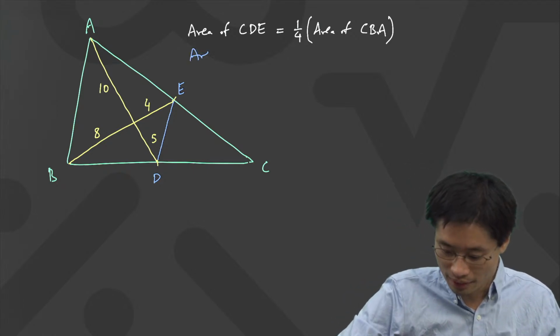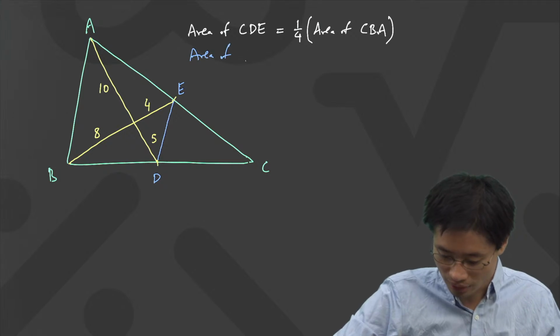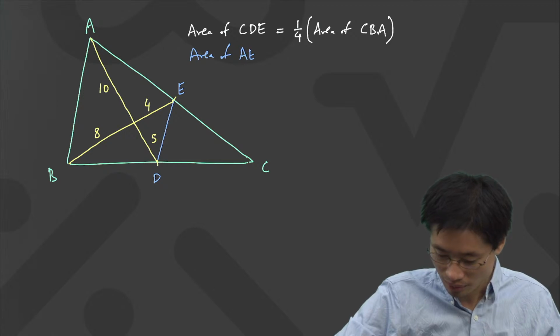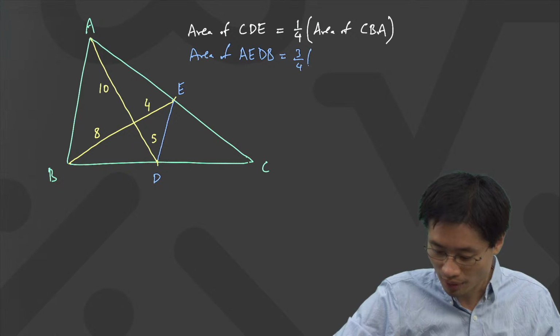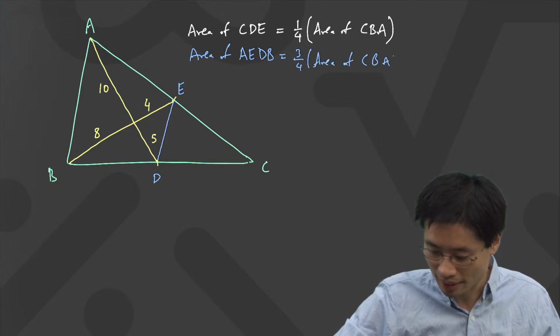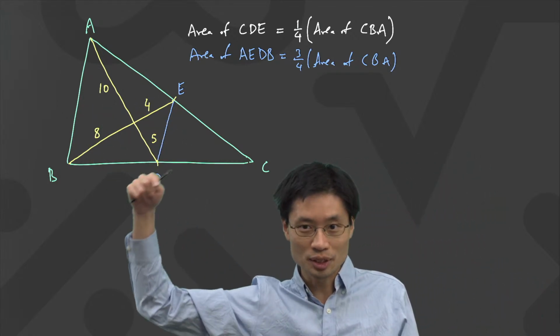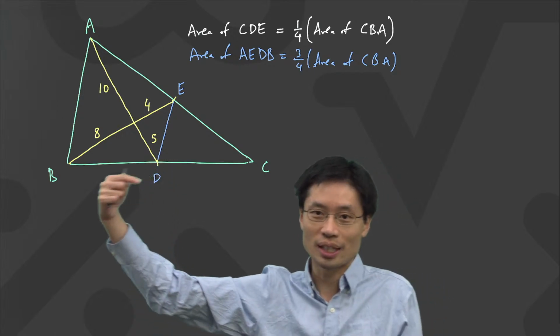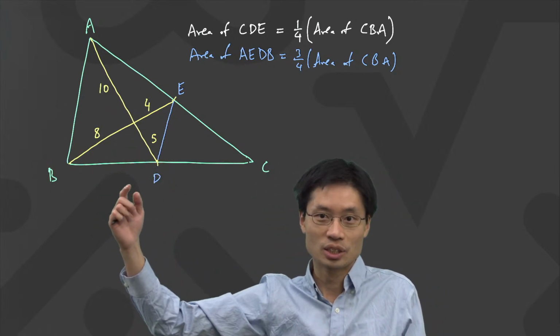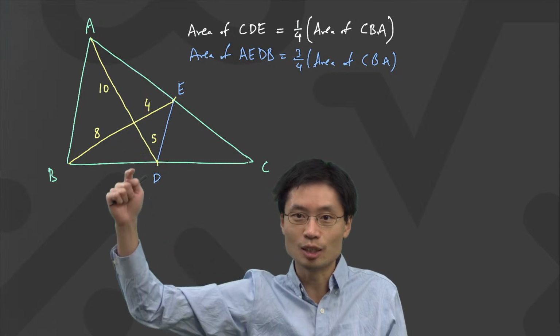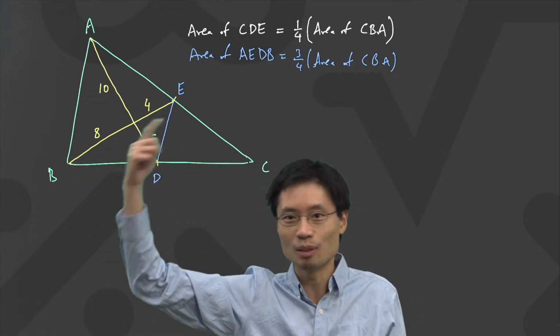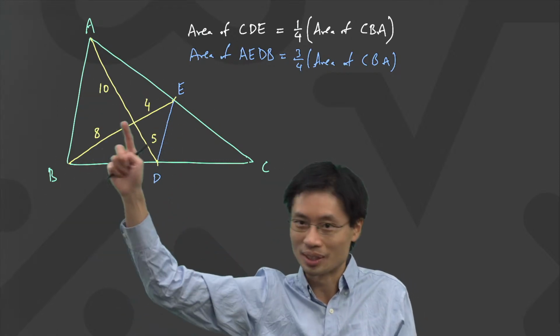So the area of the quadrilateral, A, E, D, B, is going to be 3/4 of the area of the whole triangle, CBA. Okay? Whenever you write down the labels of a particular shape, you need to make sure you kind of go around in a consistent way. So that's why I wrote this as AEDB. You can't just be like, oh, AEBD. It has to go around in the same way.